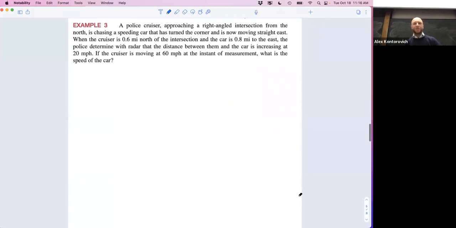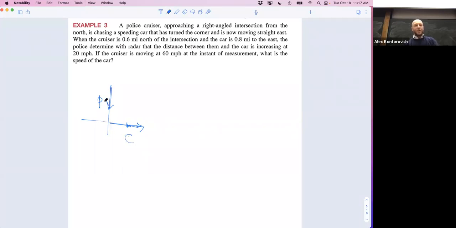Okay, a police cruiser approaching a right-angled intersection from the north. Before I do anything further, I need to draw a picture. There's a right-angled intersection. The police cruiser is approaching from the north, heading south. It's chasing a speeding car that has turned the corner and is now moving straight east. So if this was the police car, it's turned a corner and it's heading east. So the getaway car is going east.